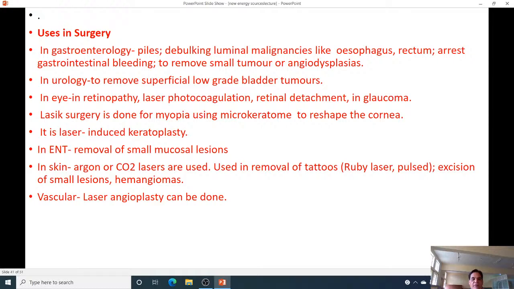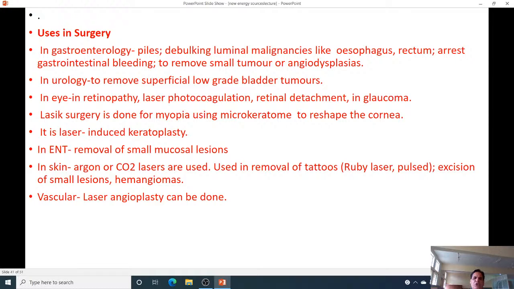Usage in surgery. In gastroenterology: piles, and debulking of luminal malignancies, operating through the lumen. Esophageal and lower rectal malignancy can be debulked with the laser. Equally important in carcinoma of the bladder. In low grade bladder carcinoma, laser is the treatment of choice. Retinopathy, laser coagulation, retinal detachment, and glaucoma. Glaucoma also is a very good use.